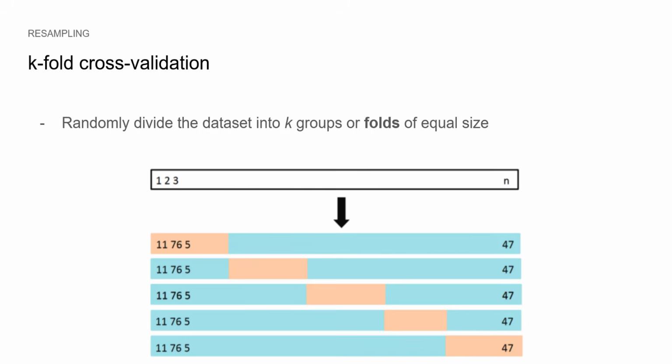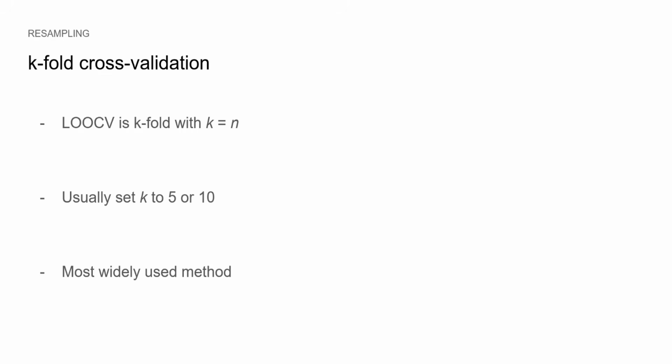So now we introduce the k-fold cross-validation. This is by far the most common approach. Here, we randomly split the dataset into k groups, or folds. We use the blue set for training and the orange set for validation, and we repeat the process k times. Now realize that LOOCV is a special case of k-fold, where k is simply equal to n, the number of data points. Usually we set k to 5 or 10, and like I said, this method is probably the best and the most widely used.